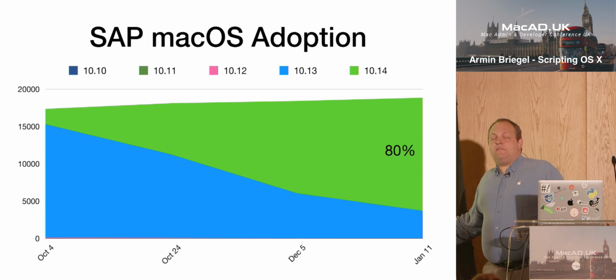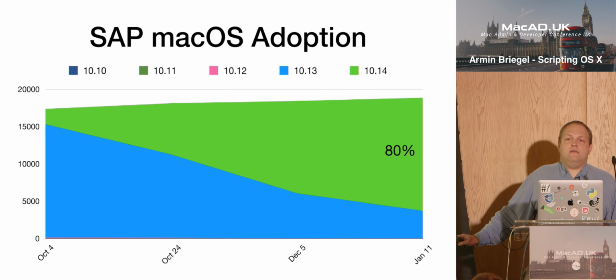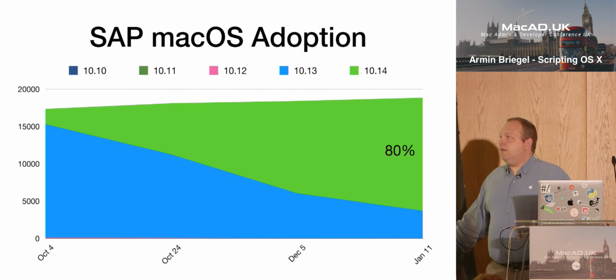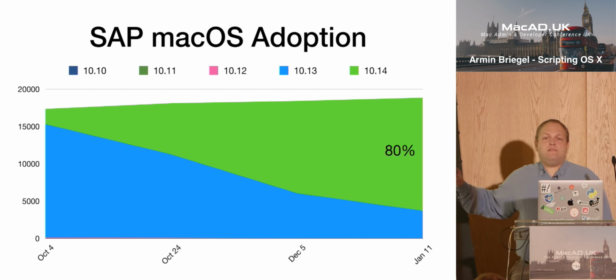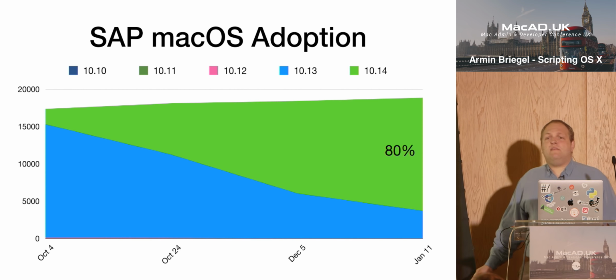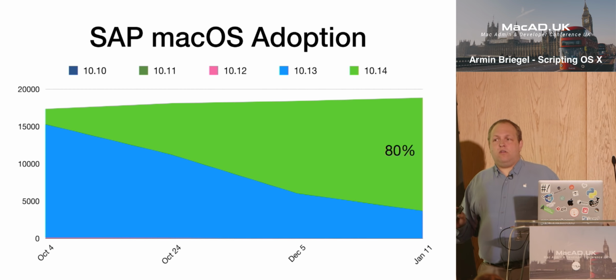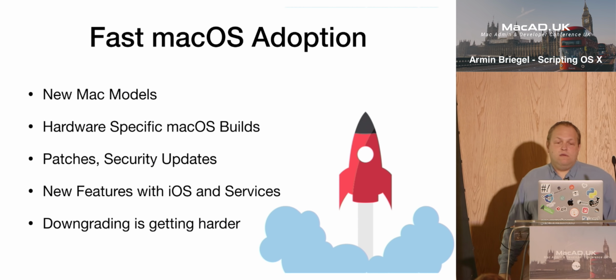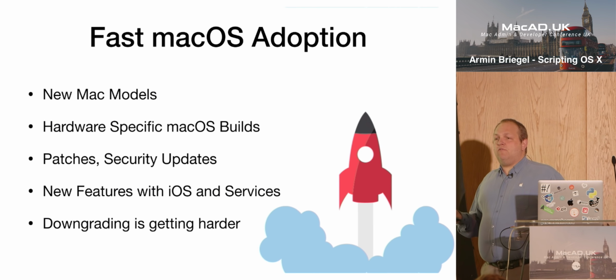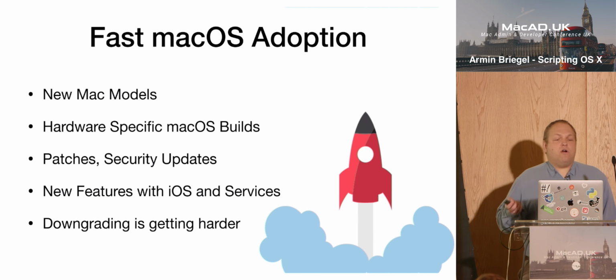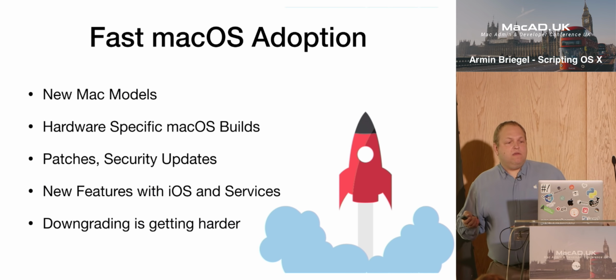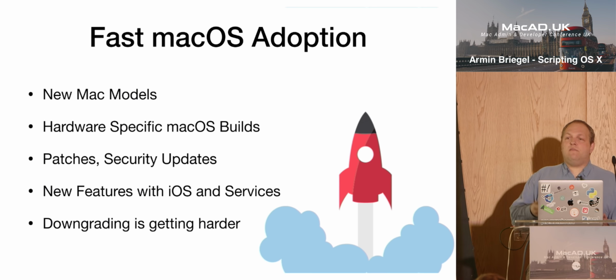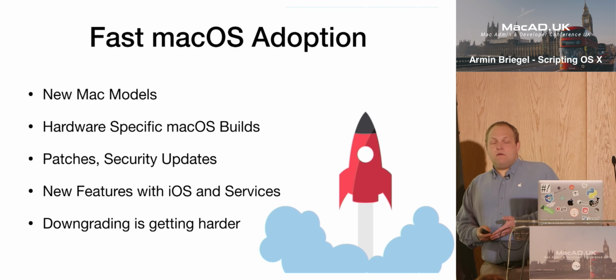The remaining 20% are nearly exclusively on 10.13. So they're one version down. And if you look at the numbers, you have to go to her tweets to see the numbers. The number of older operating systems is literally in the dozens. Not hundreds, but dozens. And they're probably for legacy software. So we have to adopt new macOS versions quickly, mainly for hardware-specific macOS builds, but also for patches and security updates, for new features to go in sync with iOS services and other hardware.